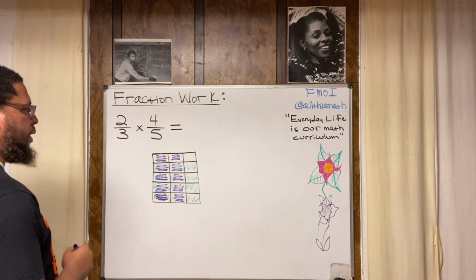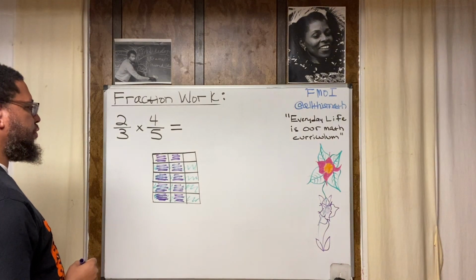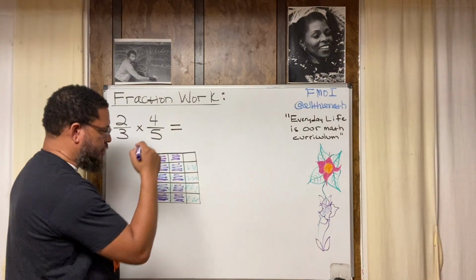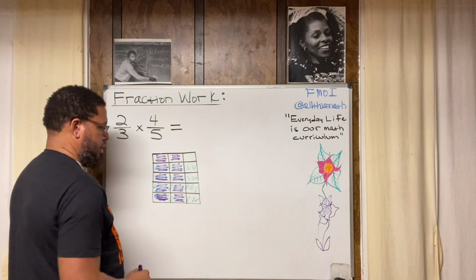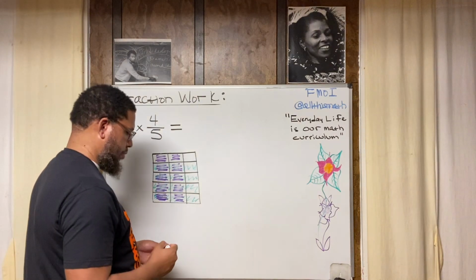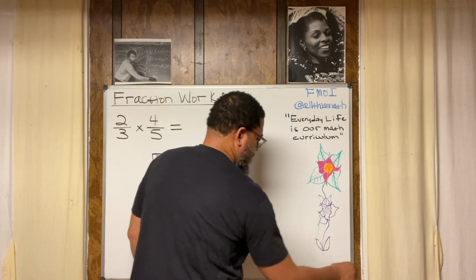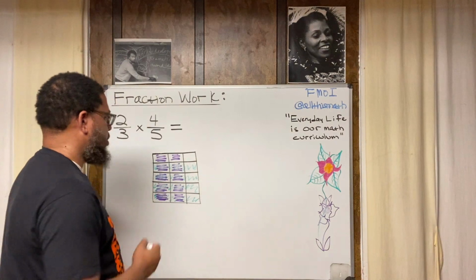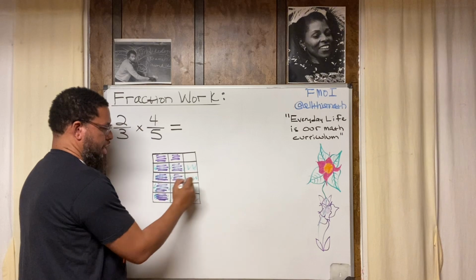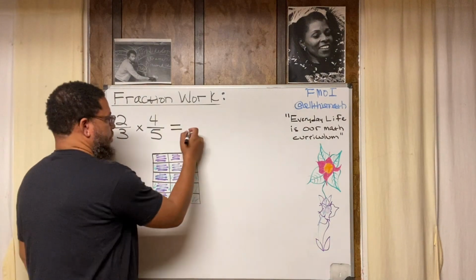All right. Now, if I take 2/3 of 4/5, my product is going to be the overlap: everywhere there's purple over top of green. But first, think about this: what should my denominator be? My denominator is going to be the total number of boxes: 1, 2, 3, 4, 5, 6, 7, 8, 9, 10, 11, 12, 13, 14, 15. That's going to be my denominator.